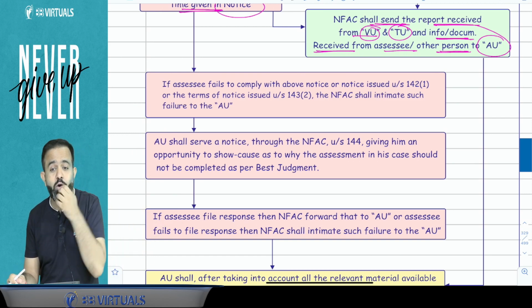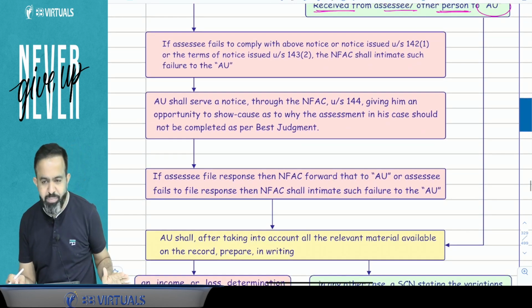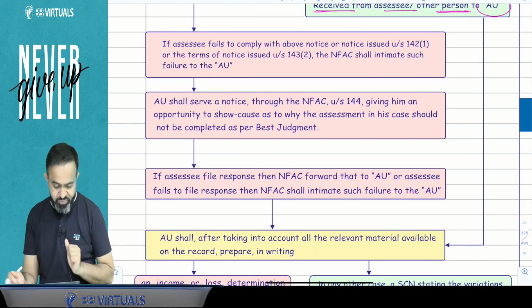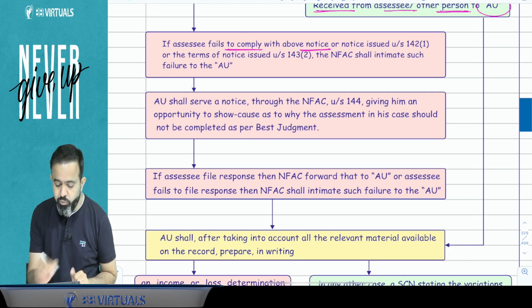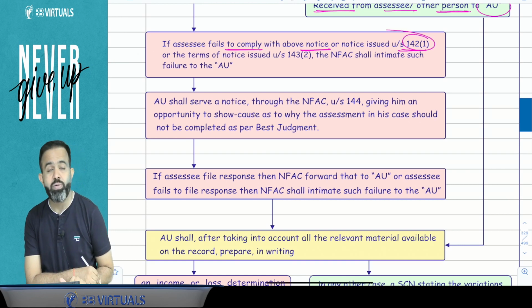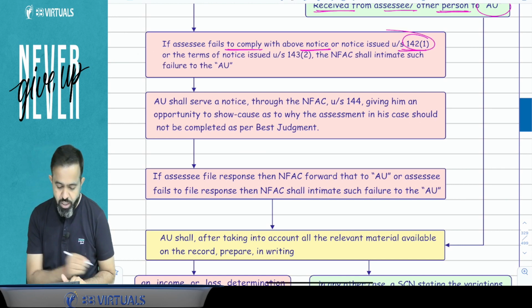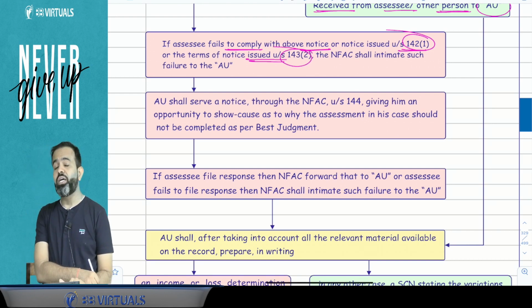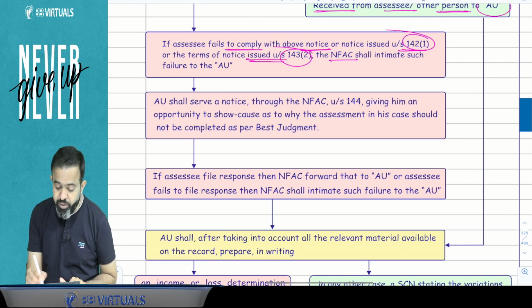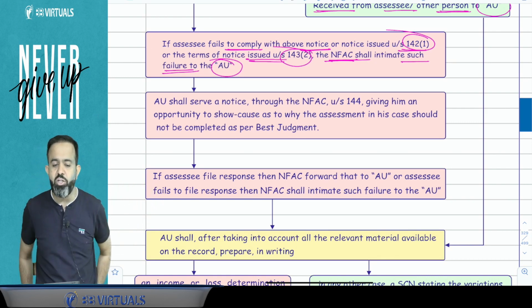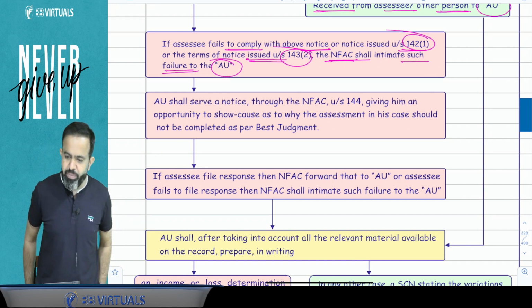Now guys, suppose the assessee is not replying at all. The assessee is basically not replying to the department, not replying to the NFAC. Then what will NFAC do? If the assessee fails to comply with the above notice, means notice is issued but the assessee is not replying, or the notice issued under section 142(1), that is RIA notice for written information, or the terms of notice under section 143(2), the scrutiny notice they have issued, and the assessee is not replying, then what will NFAC do? NFAC shall intimate such failure to the assessment unit. They will communicate to the assessment unit that the assessee is basically not replying at all.